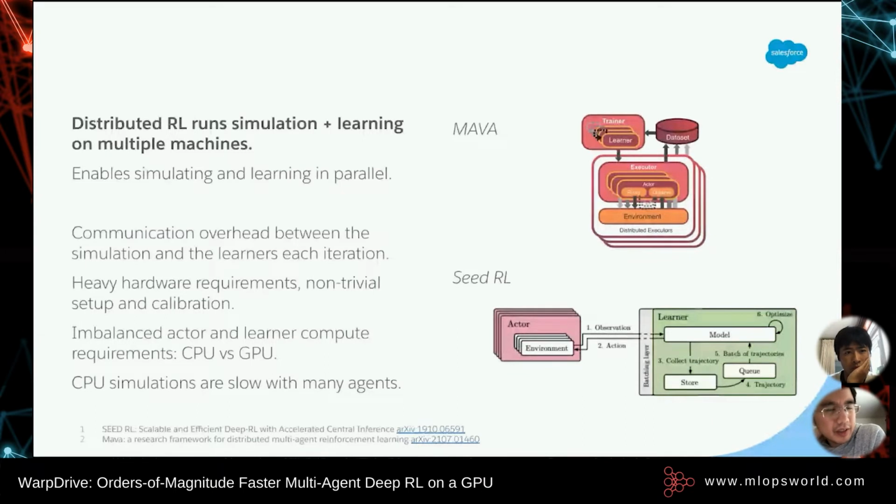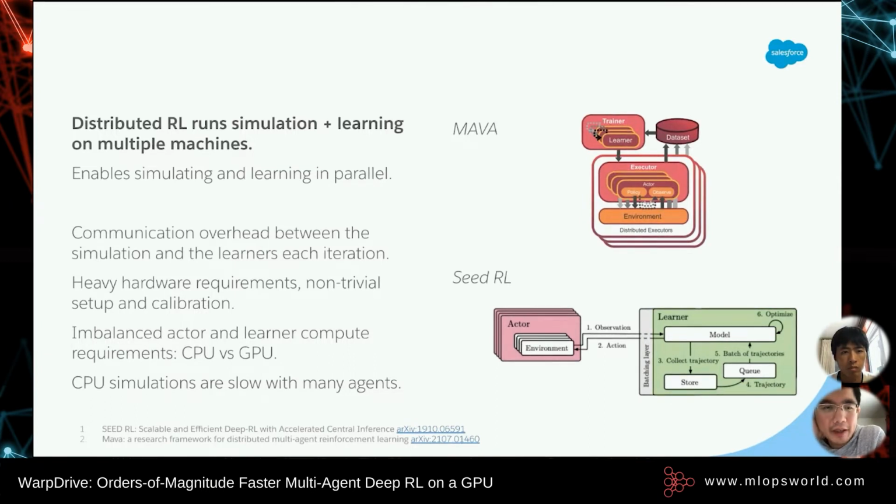Second, as I mentioned, if the simulation itself is very complicated or if the neural network is very big, you might have very heavy hardware requirements. And that means that if you then do distributed computing, it's always non-trivial to get the right balance of hardware and pods and so on. So that's also a non-trivial issue.